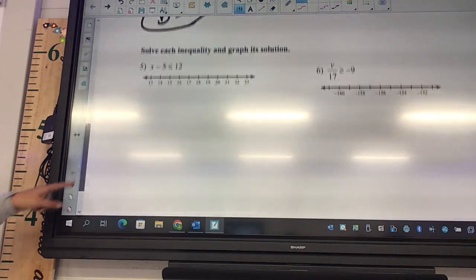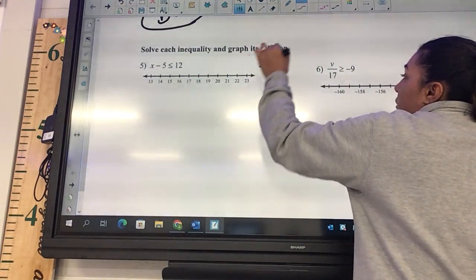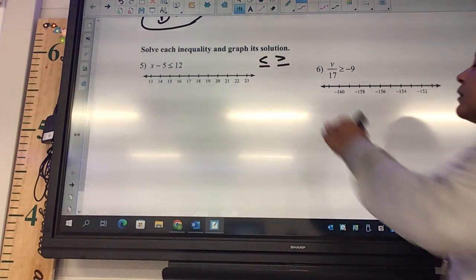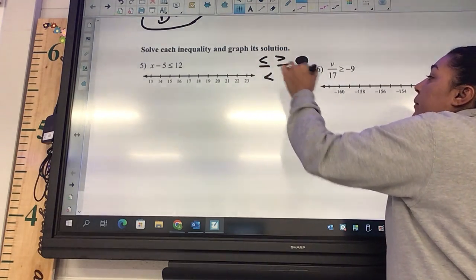Okay, solve each inequality and graph its solution. I would probably write these notes down. Is this going to be an open or closed dot? It's going to be closed. And this one's going to be open.